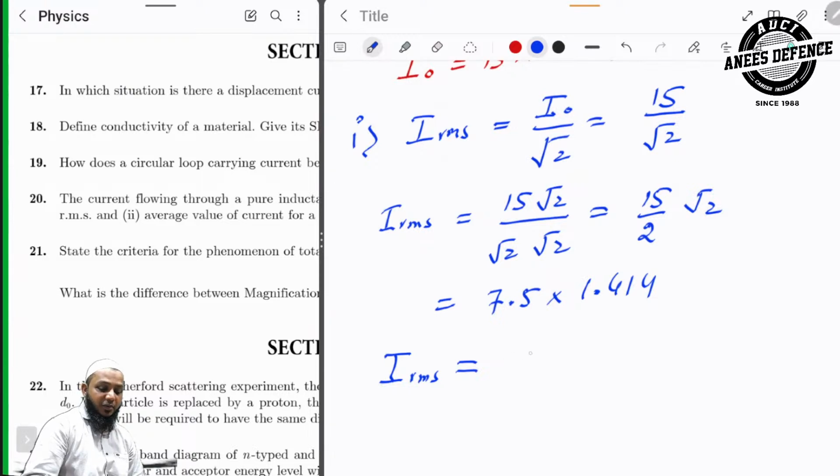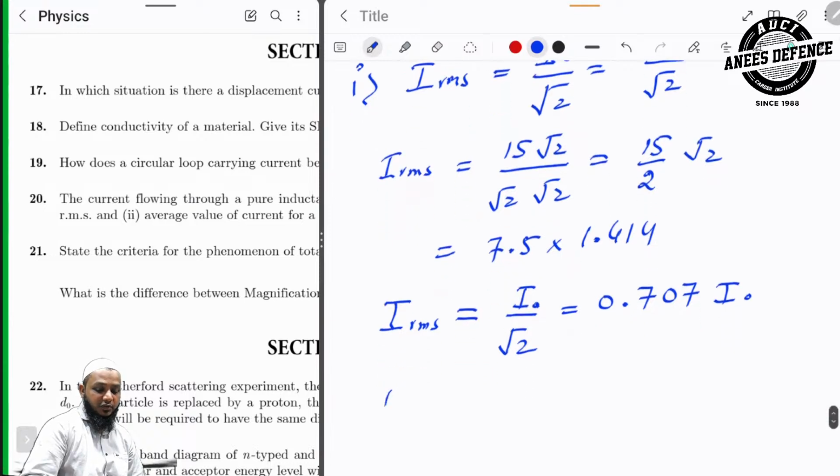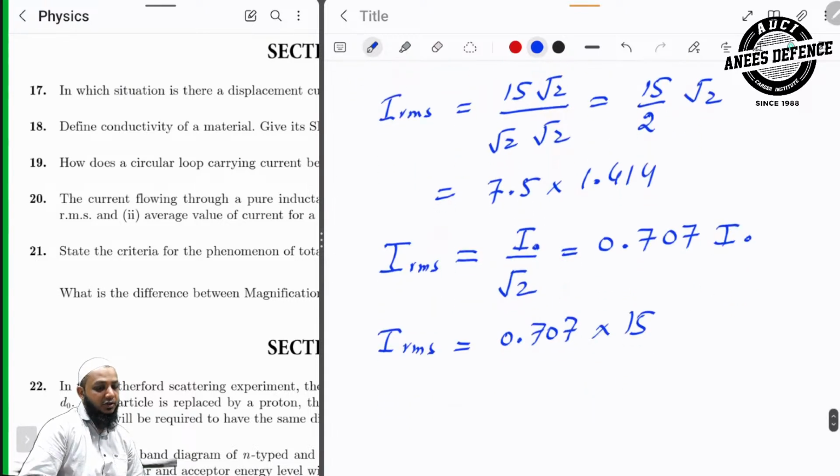Okay, see. 1 upon root 2, right? I naught upon root 2. So there is a shortcut for it. The value of 1 upon root 2 is 0.707, and I naught as it is. Correct? So this will be much easier. I will write 0.707 into what is I naught? It is 15. Now I just have to read the table of 15.